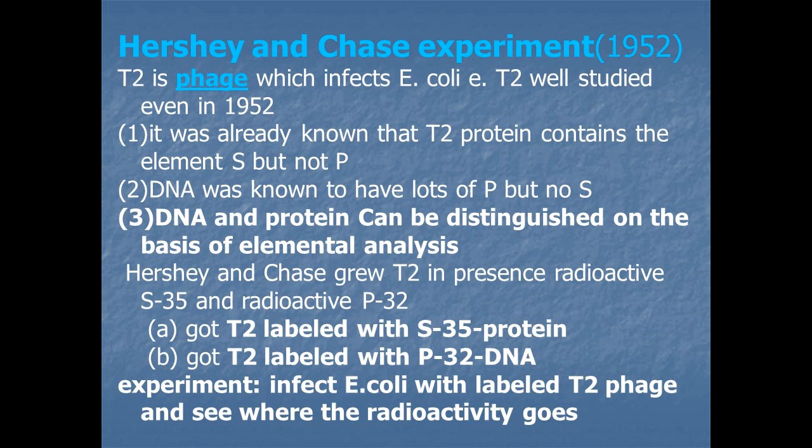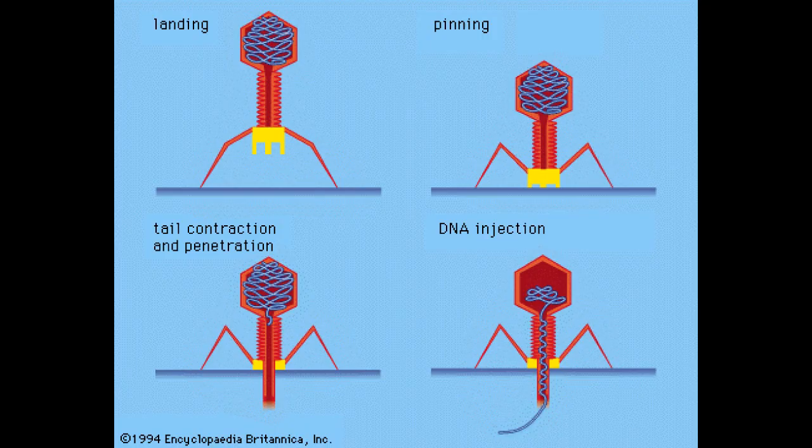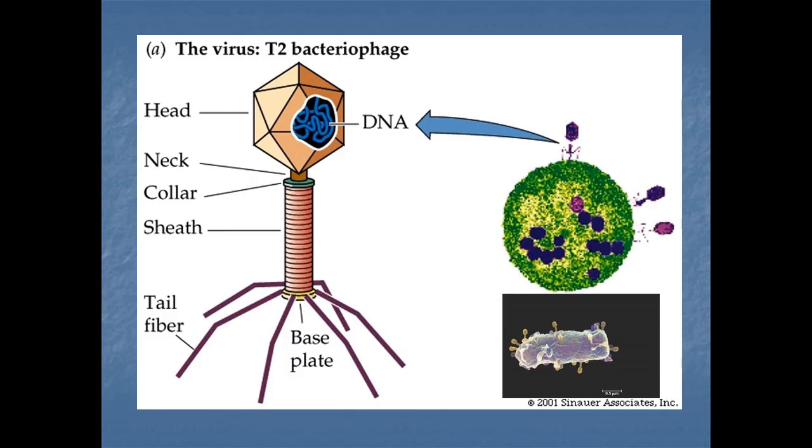As I said before, sulfur is present in protein. So sulfur will go and bind automatically to the protein, and phosphate will go and bind automatically to the DNA, since they are radioactively labeled. Then they infect E. coli with the labeled T2 phage and see where the radioactivity goes. As you know, the bacteriophage will infect the host by inserting its DNA into the host and not its protein. The protein is present in its shell and it injects its genetic material into the host.